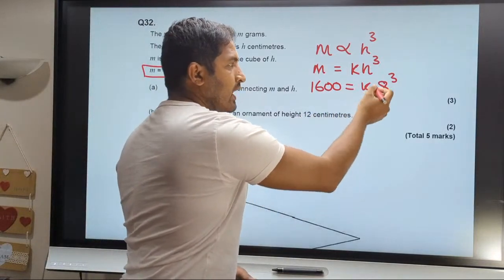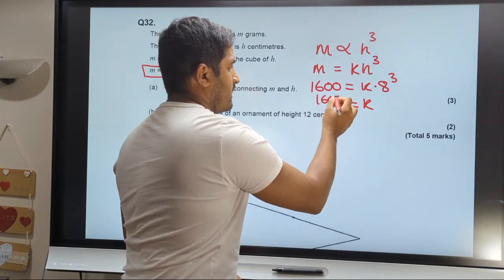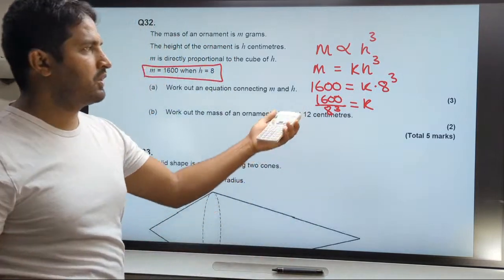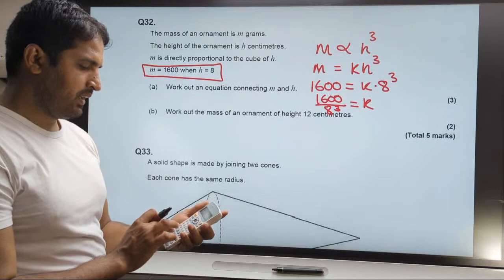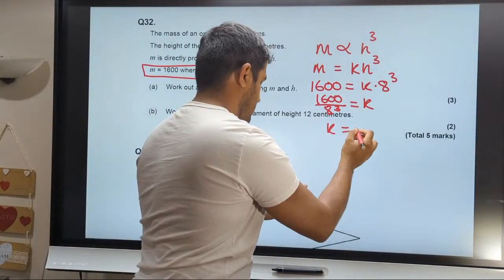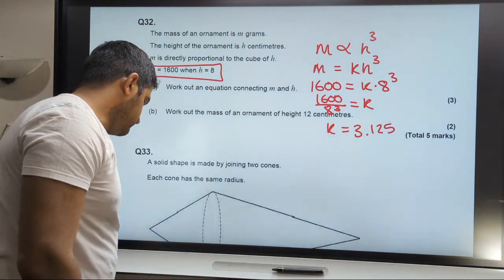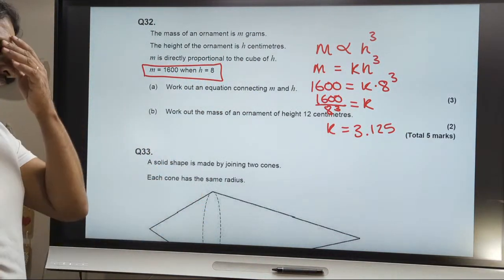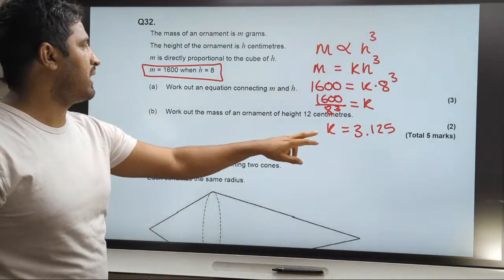Then rearrange it so you get k by itself. So k is equal to 1600 divided by 8 cubed, because you're dividing both sides by 8 cubed. So I'm going to do 1600 divided by 512. That gives me the value of k to be 3.125. So it's 3 and 1/8 if you wanted to write it that way, or 25 over 8 if you want the simplified version. But that's what we get for the value of k.